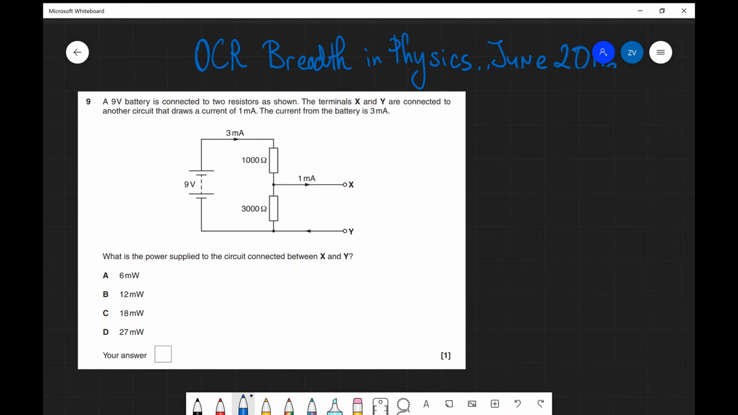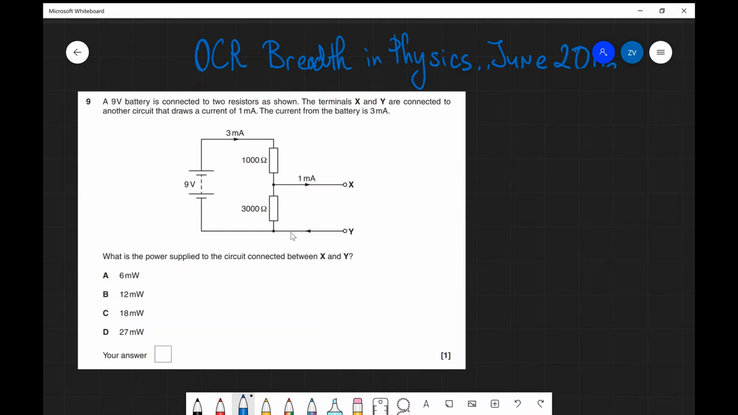Okay, question number 9. A 9-volt battery is connected to two resistors as shown. Terminals X and Y are connected to another circuit that draws a current of 1 milliamp over here. The current from the battery is 3 milliamps. So we have all the currents in the circuit. What is the power supplied to the circuit connected between X and Y?